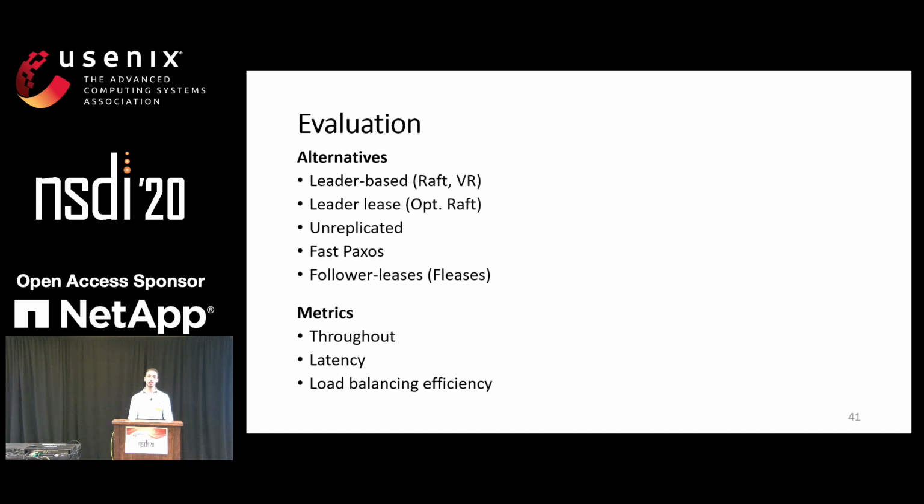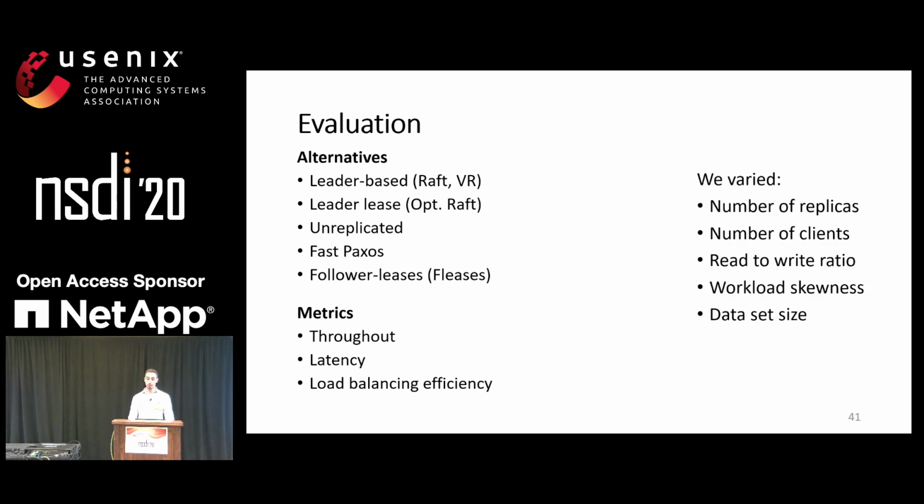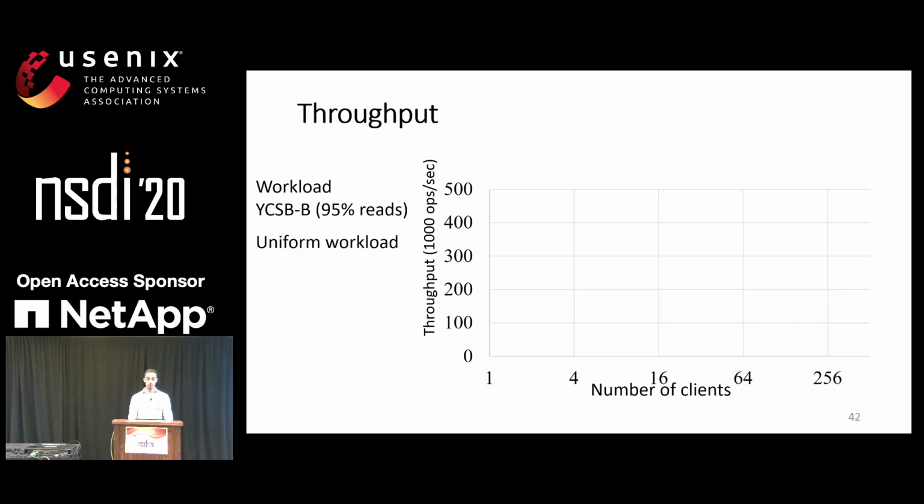We have different metrics such as throughput, latency, and load balancing efficiency, and we use different types of workloads. However, in this talk, I will focus on the throughput and the latency of our evaluation. So, to show the throughput, the x-axis shows the number of clients, while the y-axis shows the throughput in terms of thousands of operations per second. By the way, the workload that is used here is a uniform workload B from the Yahoo benchmark, which has 95% of reads.